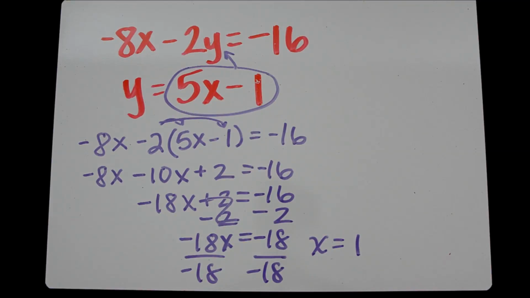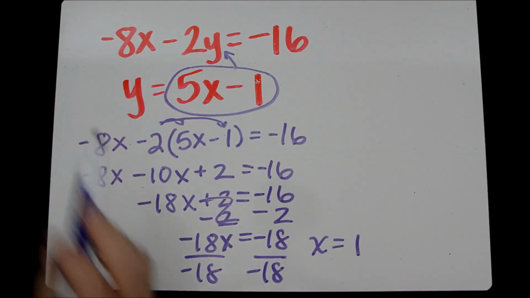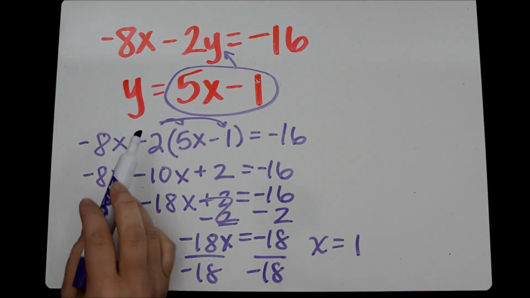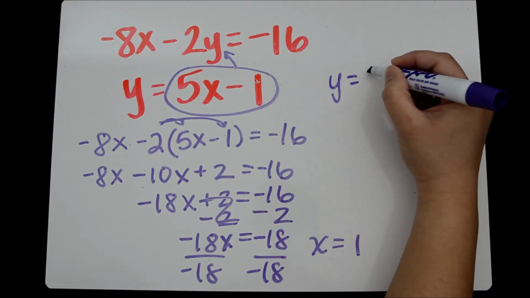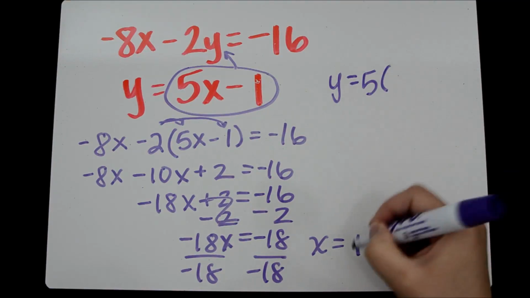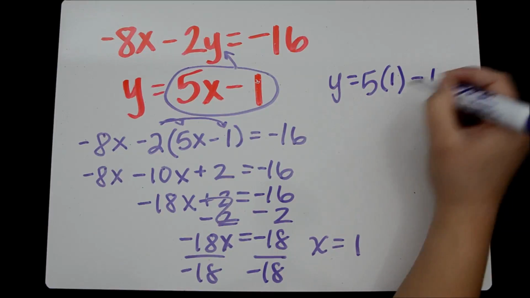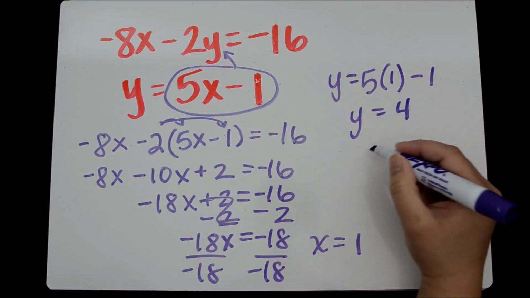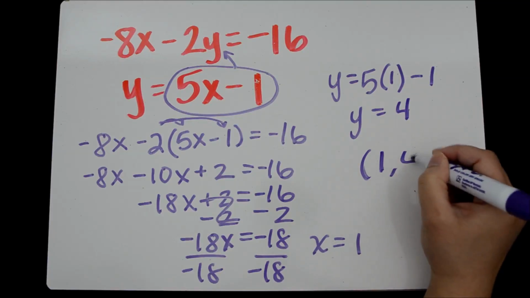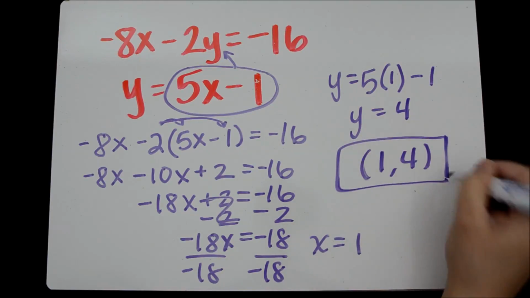To get the y value of our system, we're going to substitute this back into one of our original equations. And the second equation looks a lot easier to work with, so I'm going to substitute it in for x here. So we get 5 times 1 minus 1, and we know that 5 times 1 is 5, and 5 minus 1 is 4. So the solution to our system is the point 1, 4.